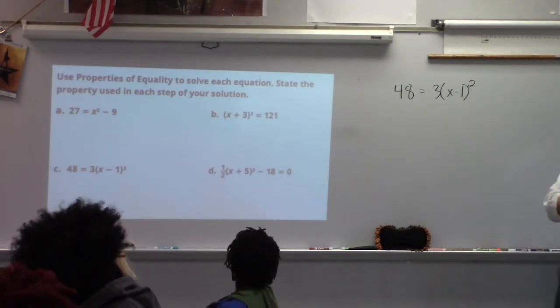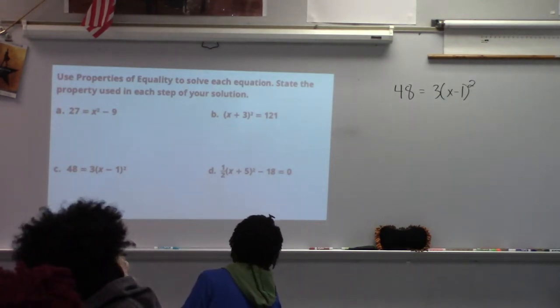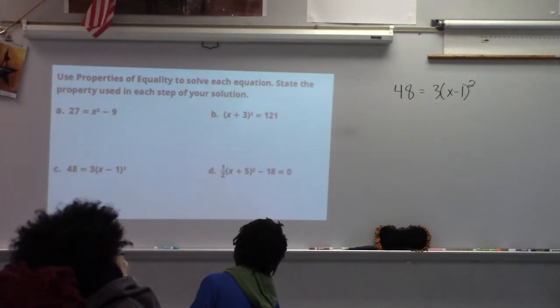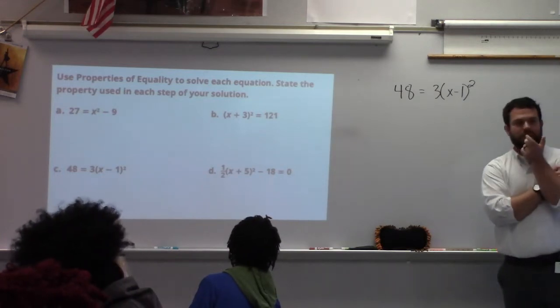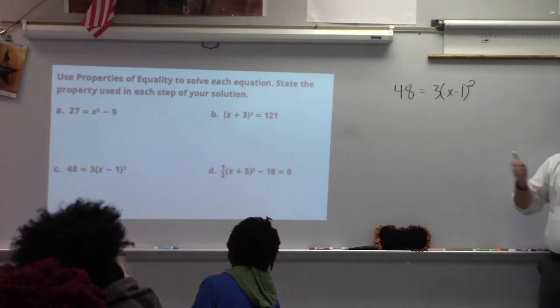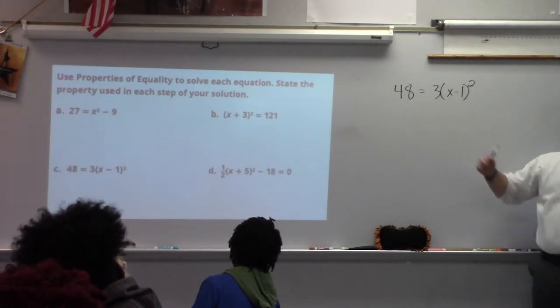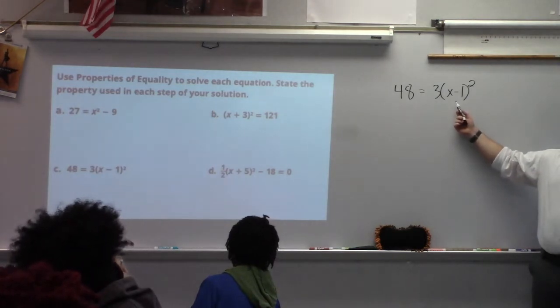Okay, so let me ask this then. If you're looking at this equation on the board, what would you do to solve this equation right now? When you say PEMDAS, what do you mean? Order of operations. Now, don't forget that order of operations is to simplify, right? Parentheses. Can I do x minus 1 right now? No.